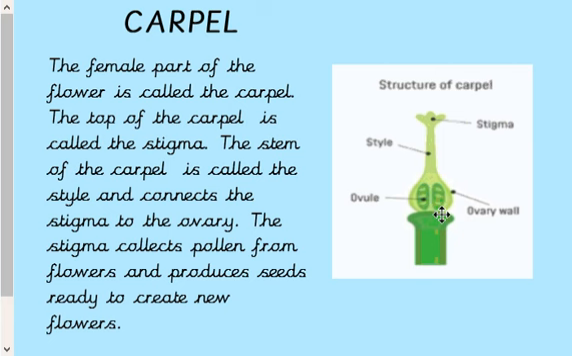Okay, so the stigma collects pollen from other flowers. So the bumblebees, when they fly into the flower and they've got pollen on their body, it will end up sticking to the stigma, which will then be taken down the style into the ovary. It will fertilize the eggs and create the seeds ready to create new flowers. So it's a little bit different.